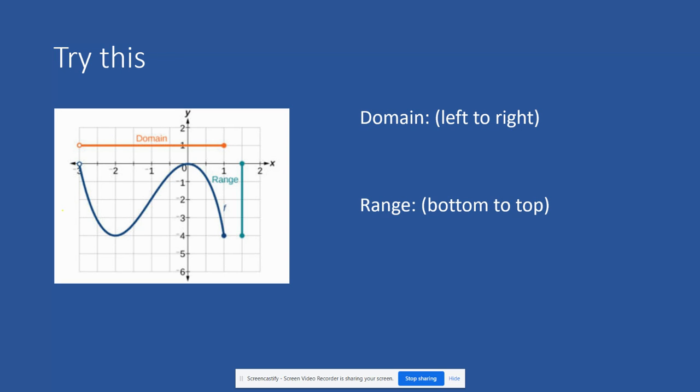Right? So for domain, the furthest left-hand point of my graph is at -3. I follow my graph the whole way until I get to the furthest right-hand point. That point is at 1.